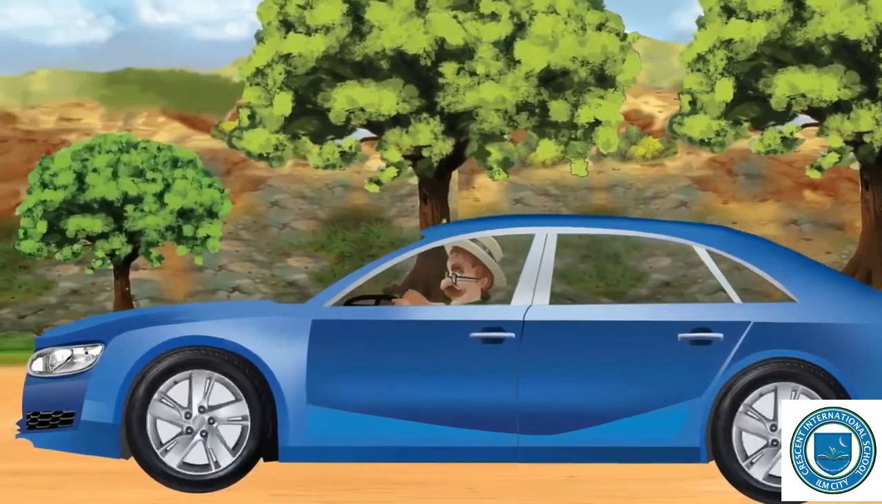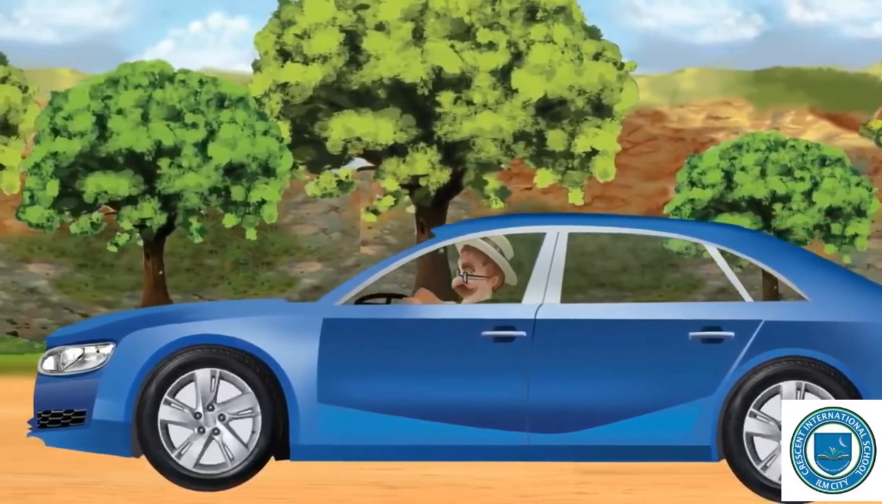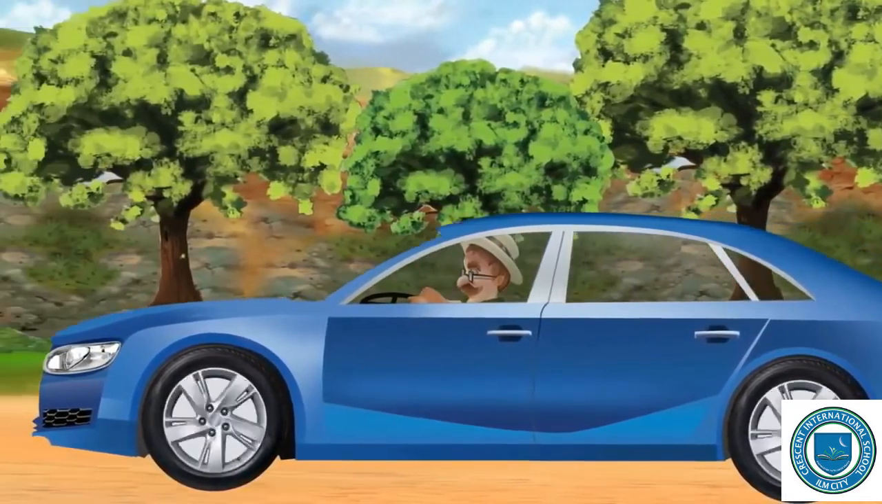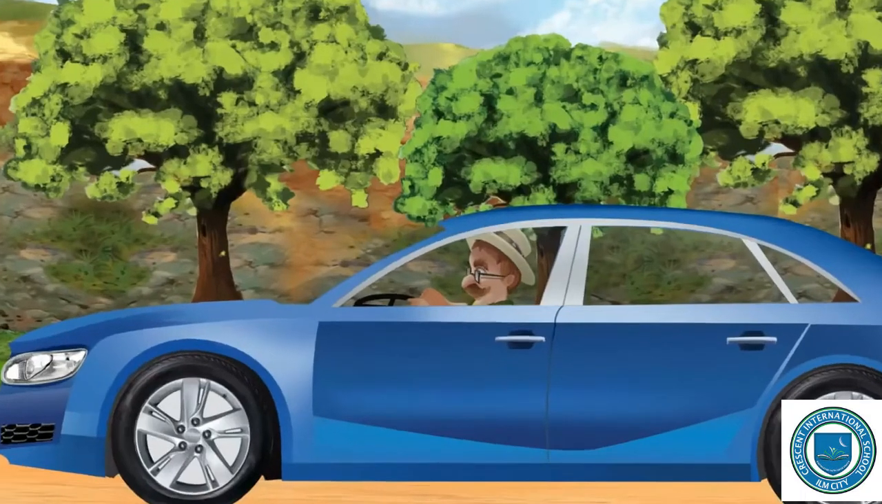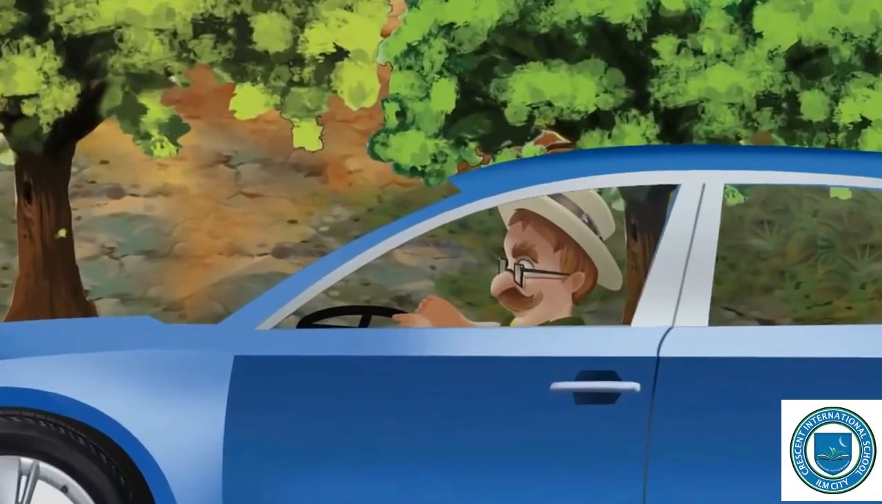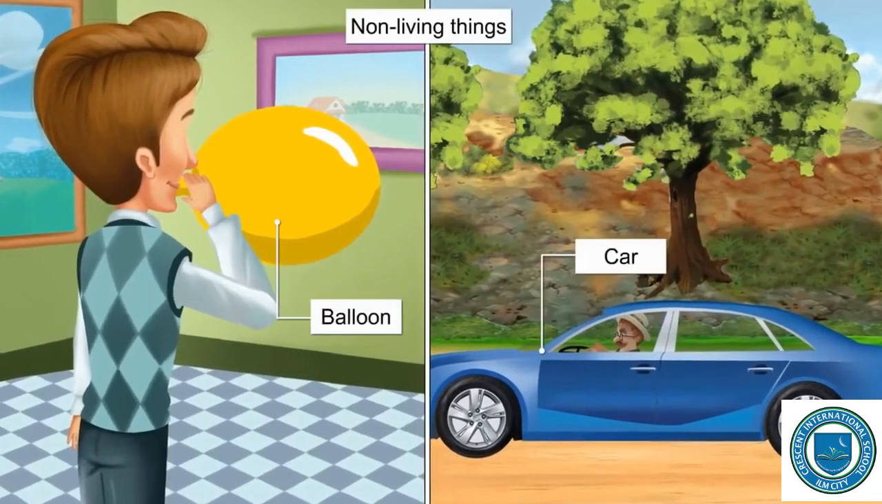Similarly, even though a car moves from one place to another, it is a non-living thing. This is because a car does not eat food and grow. Moreover, it does not move on its own. It moves when we drive it. Hence, both balloon and car are non-living things.